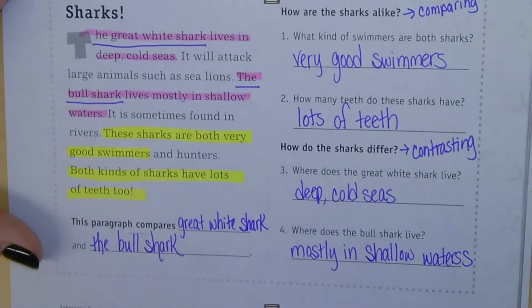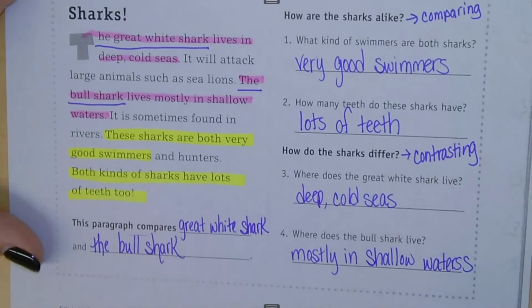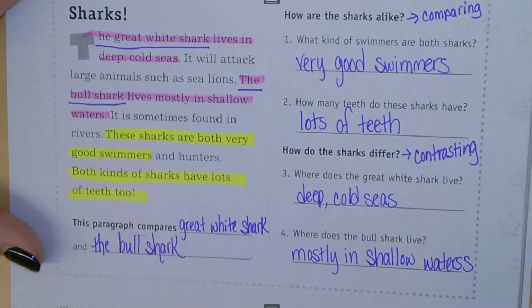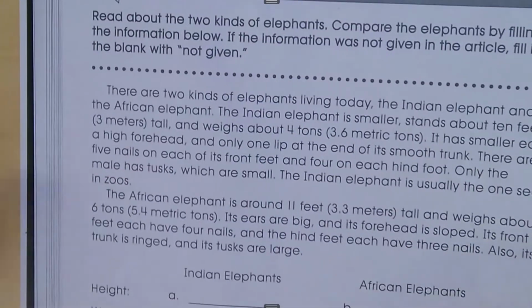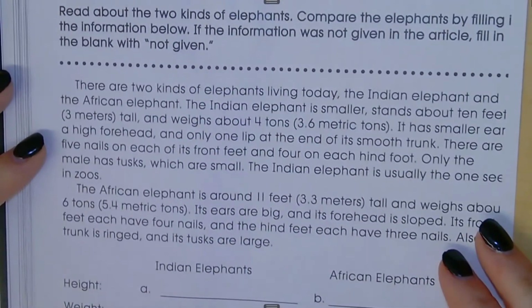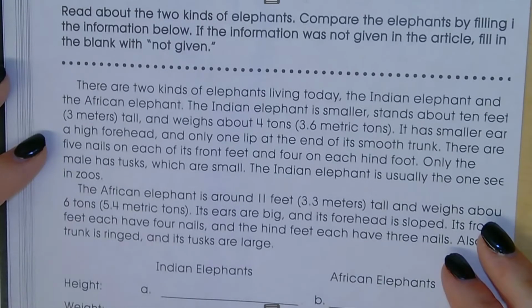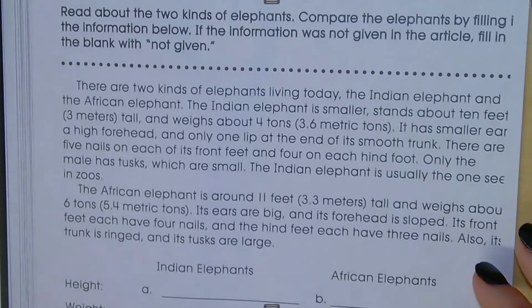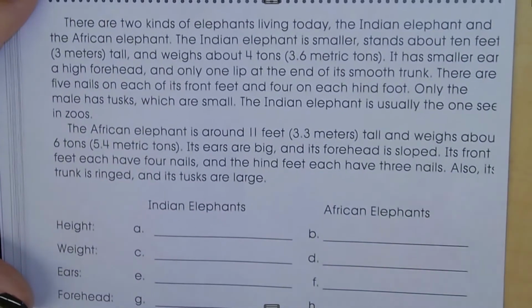Okay, we are going to do another practice. This time we're going to go from sharks to elephants. Okay. We are going to read about the two kinds of elephants. We're going to compare the elephants by filling in the information below. If the information was not given in the article, we'll fill in the blank with not given. All right, so let's read our article.